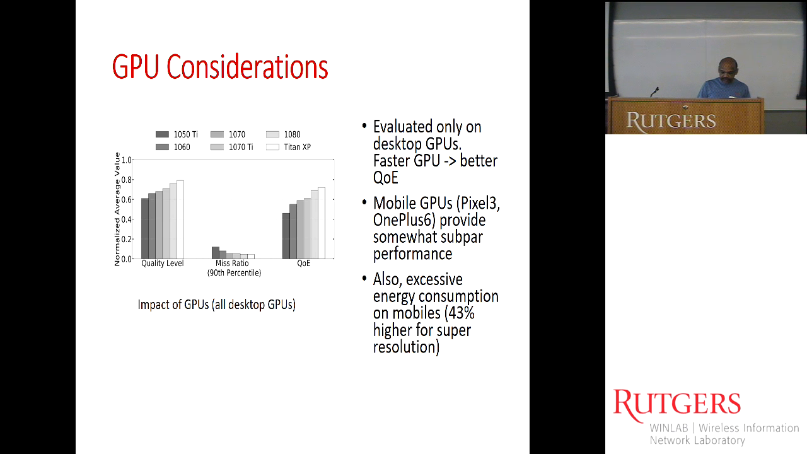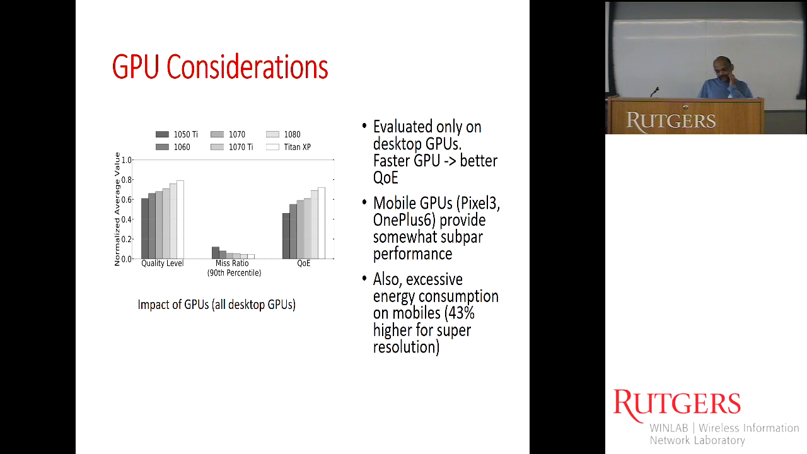So Mallesham experimented with Pixel 3 and OnePlus 6. They provide somewhat subpar performance. It's not quite there. I don't have the data here. And also one of the problems is that there is excessive energy consumption, because it's always running this neural network on the GPU. And obviously it's not very realistic to do. So suppose you did not do the super resolution versus you do the super resolution. With super resolution, there is about 43% higher energy consumption, which is kind of expected.